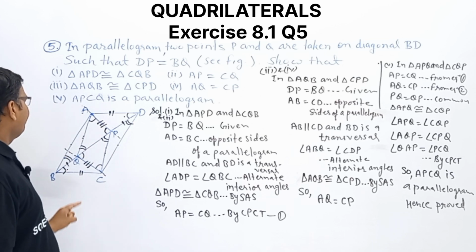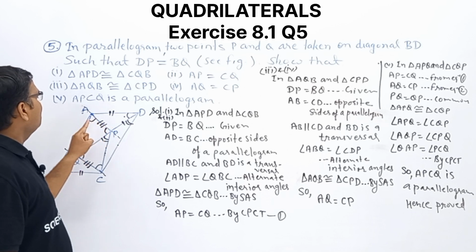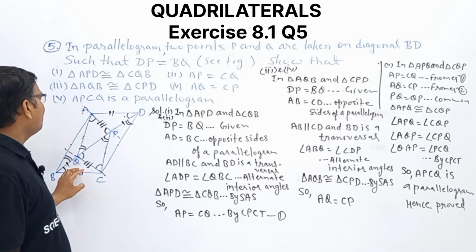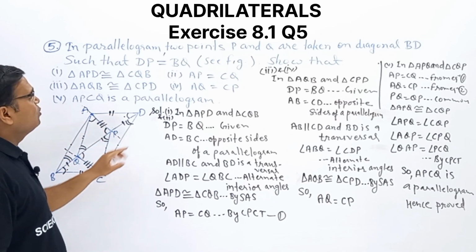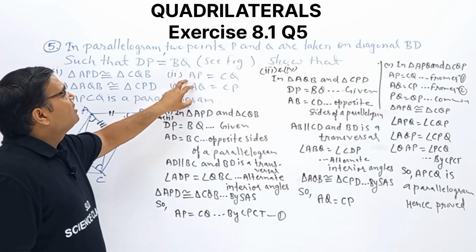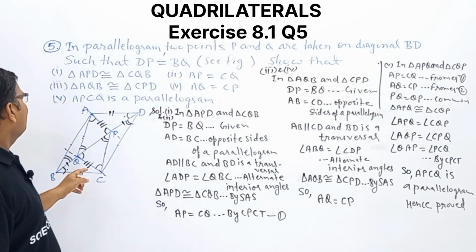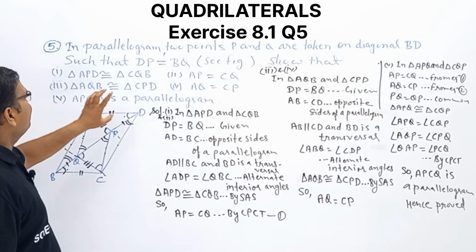So automatically we can say this side CQ will be equal to what? AP. Why? Because CPCT, corresponding parts. We proved that these two triangles are congruent, and AP will be equal to CQ, and this thing we want to prove in question number second one. So we proved that AP equal to CQ. Clear?